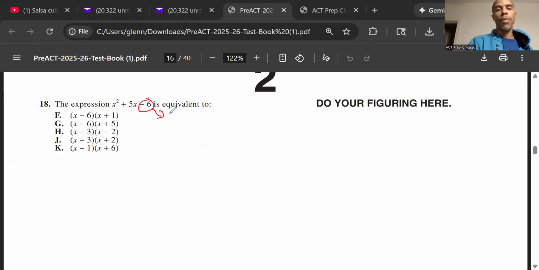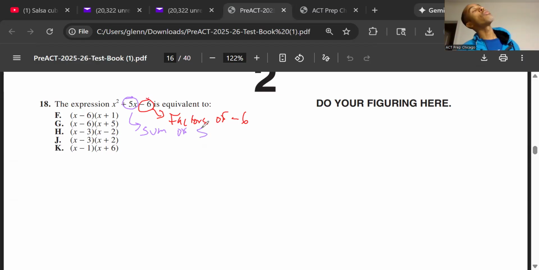So what are factors? Factors mean numbers you multiply to give you something, right? So we want the factors of negative 6 with a sum of positive 5. Sum means you add. So what numbers multiply to give you negative 6 but add to give you 5? Let's focus on the c term. We can do 1 times 6, or 2 times 3, and we can put the signs where we want. We want negative 6 when we multiply, which means one has to be positive and one has to be negative. And we want positive 5 when we add, so the 6 has to be positive and the 1 has to be negative.